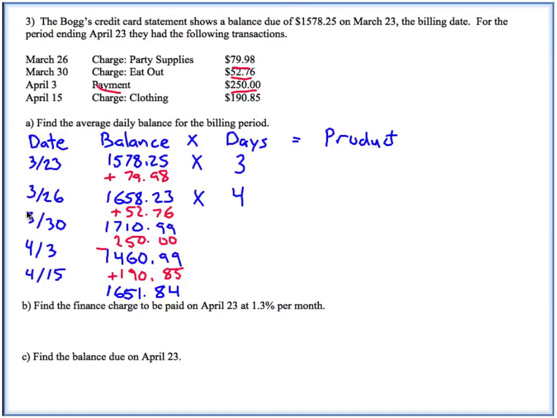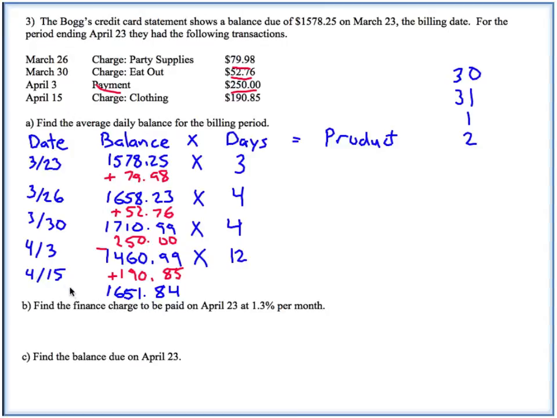Okay, so if March has 31 days, then this is going to be March 30th, March 31st, April 1st, April 2nd, and we don't count the 3rd. So this is going to be for a total of 4 days here. All right, next we can do 15 minus 3, and that's going to give me 12 days.